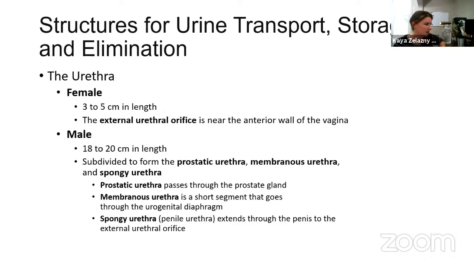So we actually name in males more parts of the urethra because it's long and it goes through different parts of the body, because we have more organs there below the bladder that the urethra crosses through. So we have the prostatic urethra as we cross through the prostate. Then we have the membranous urethra. So that's a short portion that goes through the urogenital diaphragm. And then we have the spongy urethra that extends through the penis to the external orifice. So we have 3 parts in males. So we break that longer section of the urethra down, name what it's going through.